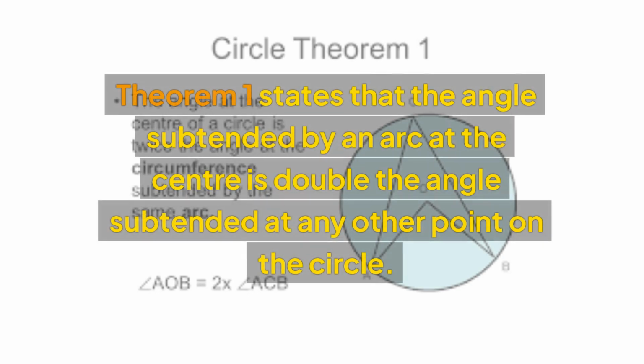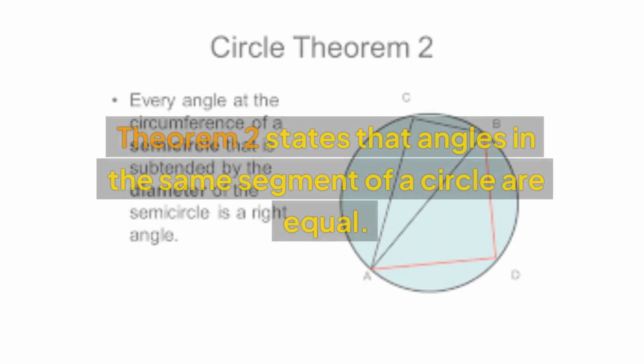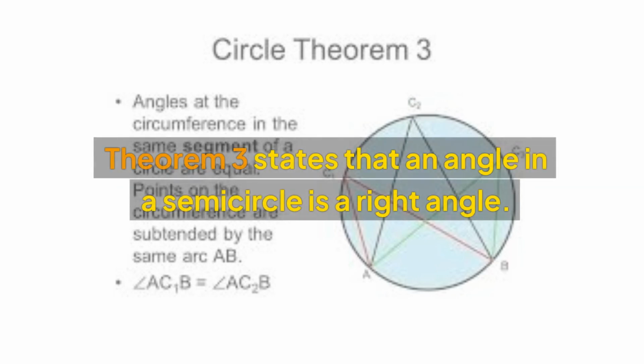Theorem 1 states that the angle subtended by an arc at the center is double the angle subtended at any other point on the circle. Theorem 2 states that angles in the same segment of a circle are equal. Theorem 3 states that an angle in a semicircle is a right angle.